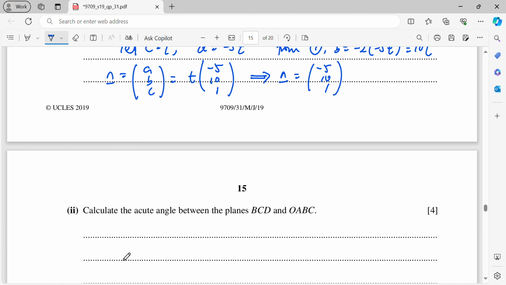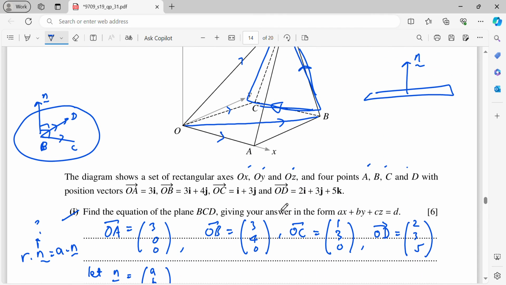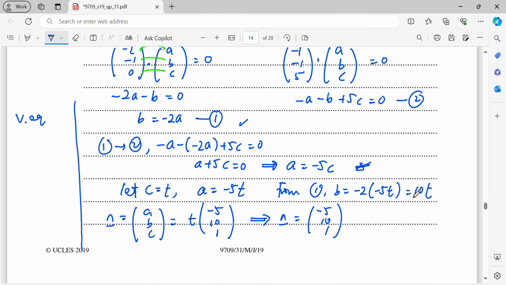And now for the equation, okay, so probably I just continue here because of not enough space. The question says Cartesian equation, but first I will write the equation of the plane. We use r dot n equals a dot n. Now r is replaced by x, y, z, and the n already found is minus 5, 10, 1.